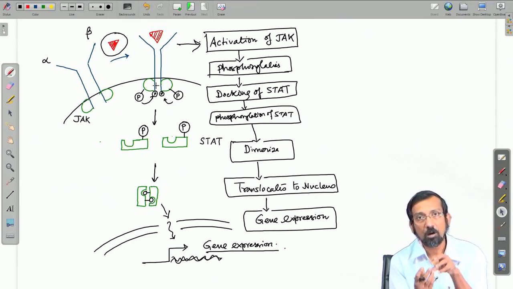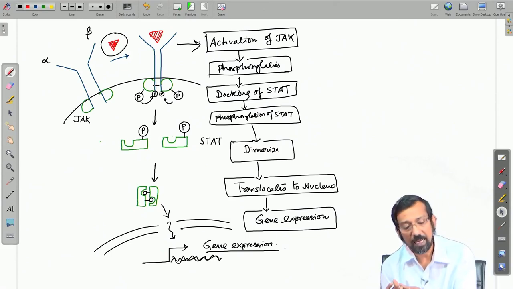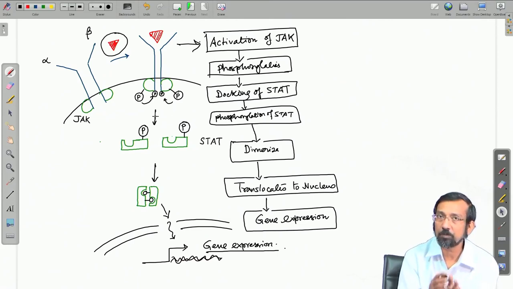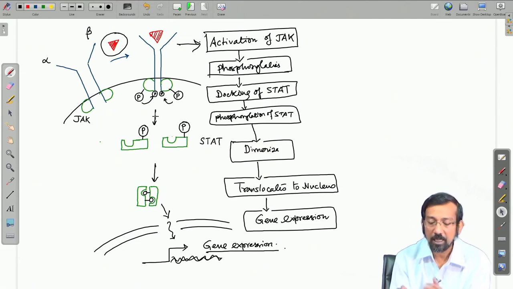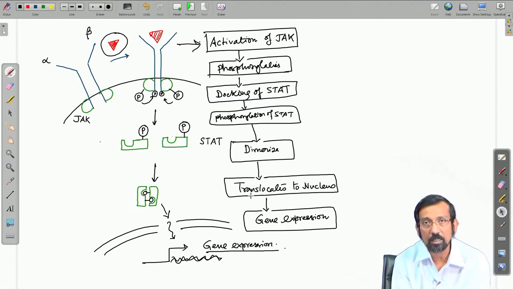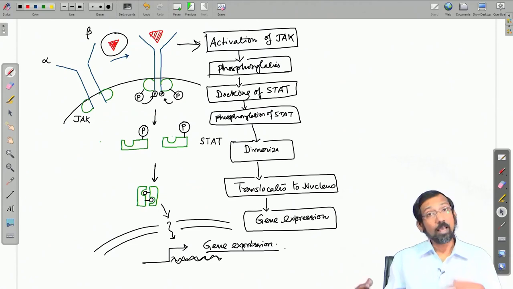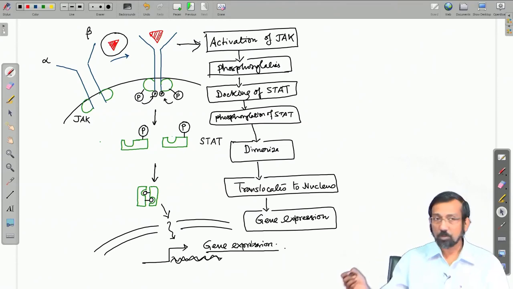The phosphorylation of STAT occurs by the same Janus kinase, the JAK. Normally the STAT is not phosphorylated. When it is docked to the receptor, it gets phosphorylated by the JAK, and as soon as it gets phosphorylated, it dimerizes. This is the STAT dimer. That STAT dimer then translocates to the nucleus, binds to the corresponding DNA sequence, and activates transcription of specific target genes. That is how the whole signaling process works.